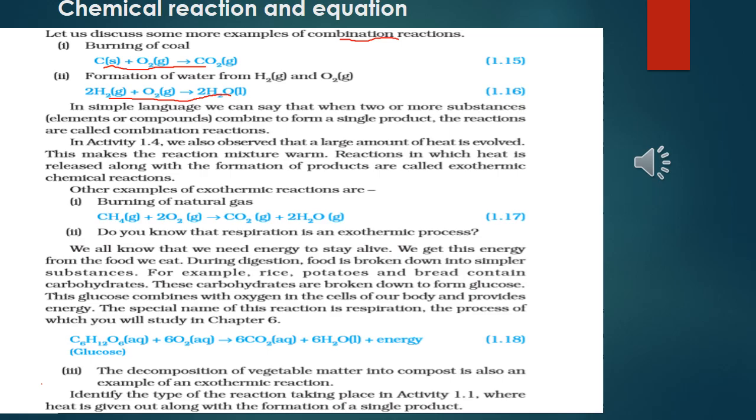The decomposition of vegetable matter into compost is also an example of exothermic reaction, because when we decompose any vegetable matter, a huge quantity of biogas or energy is produced, so it is also an exothermic reaction.